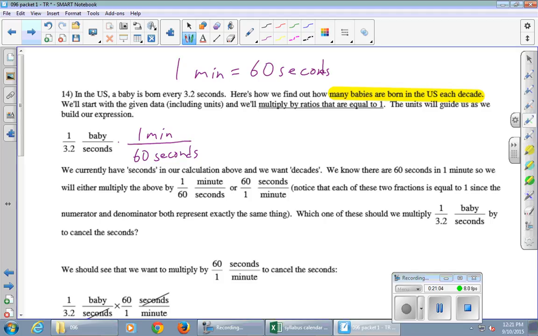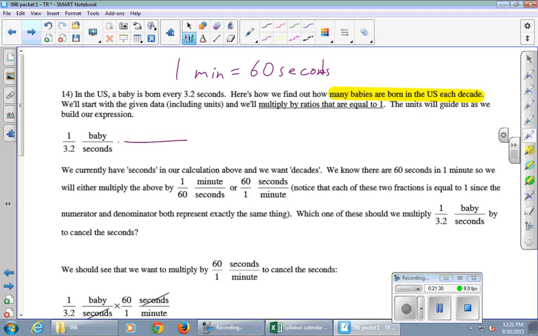So if you decide to put 1 minute over 60 seconds, can you cancel any of the units? I see seconds and I see seconds. Can I cancel them? No. In order to cancel them, I need one to be up and one to be down. And right now they're both down. Yeah? So this is not the right fraction. What's the right fraction? It's 60 seconds over a minute, which is still a legal thing to multiply by.